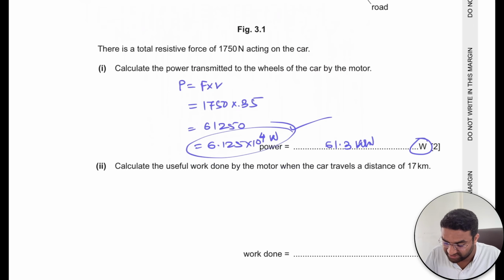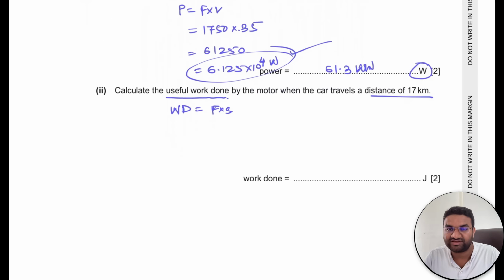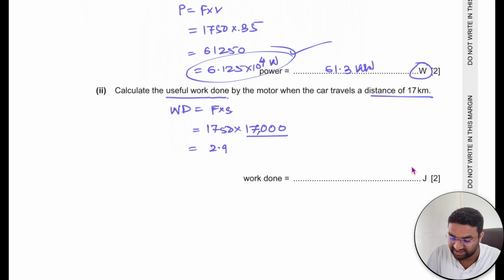Then next, calculate the useful work done by the motor when the car travels a distance of 17 kilometer. So we have to calculate work done. Work done is force times displacement. The force here is the applied force, which is 1750 N equal to the resistive force, and the distance traveled is 17 kilometer, in meter it's 17000. Now if you calculate again, we'll get 2.975 times 10 to the power of 7 joule. This is the work done.